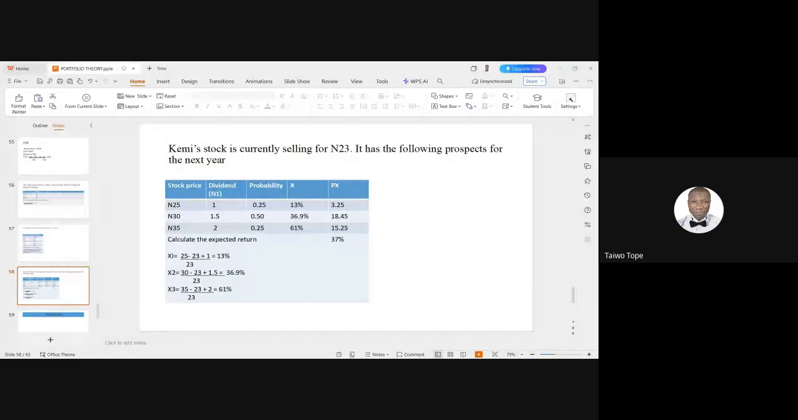And what are the possible causes of systematic risk? We can have economic recession, inflation. We can have political turmoil. We can have changes in interest rates. We can have terrorist attack. We can have pandemic. We can have war. These can cause systematic risk.